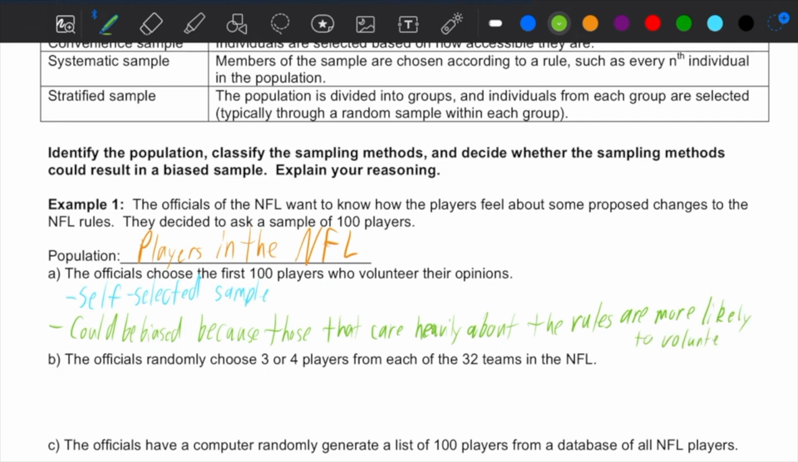So if somebody doesn't care about the rules, they might have a different viewpoint on the rules if they were asked. But if they're just saying, well, do you want to answer? If they don't care, they're going to say no more than likely.